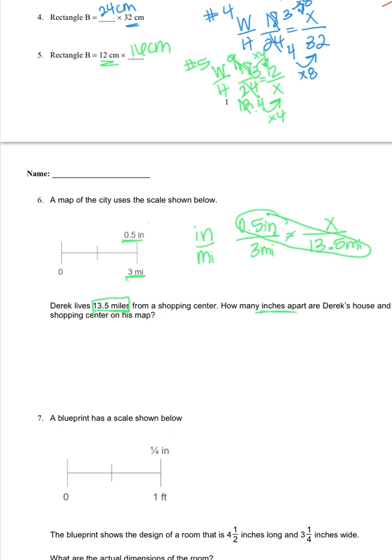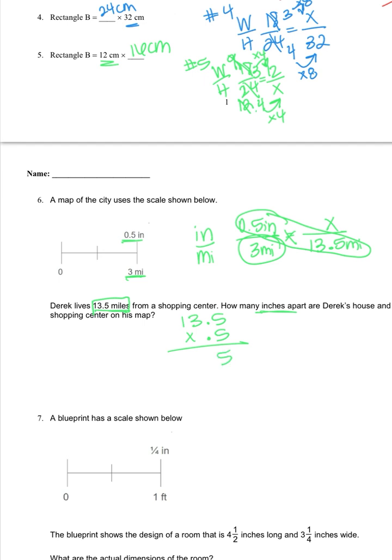I know that 3 cannot go into 13.5 nice and easy, so I'm going to do something called cross product, where I do the top left times the bottom right, and then divide by the number that's left over. So I'm going to do 13.5 times 0.5. You do not have to line up your decimals when you are multiplying with decimals, but this one just happens to line up, so it makes it nice and easy.